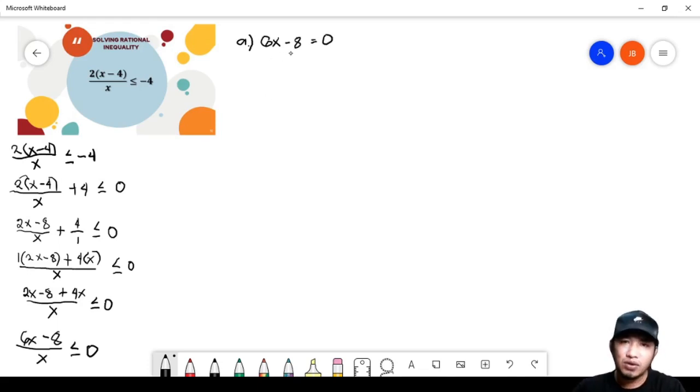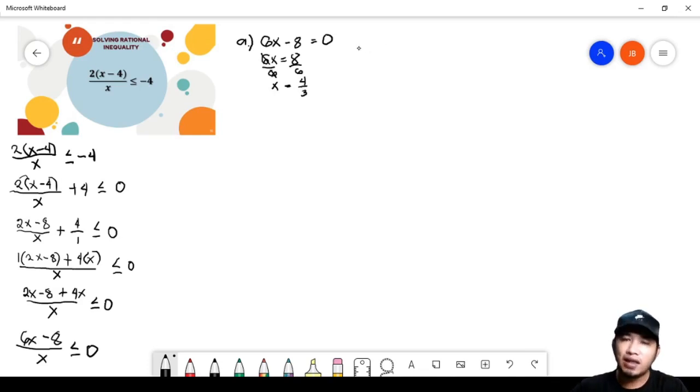Alright? So let's solve for the value of x. So we will transfer negative 8 to the other side. That will become 6x is equal to positive 8. Divide both sides by 6 for us to have the value of x is equal to 8 over 6, and 8 and 6 are divisible by 2, and that is 4 all over 3.